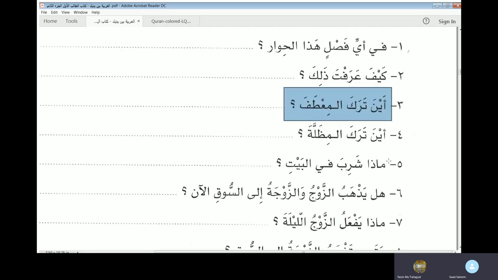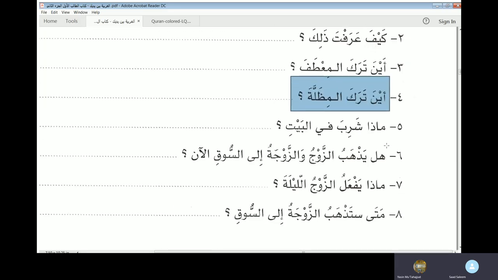Okay. And aina taraka al-mi'taf? Where did he leave his coat? Okay. So that would be, he left his coat in the company. Taraka al-mi'taf fil sharika. Okay. Aina taraka al-mizalata? Mizalata, and that's where he left his umbrella. Taraka mizalata fil sayarati, in his car.